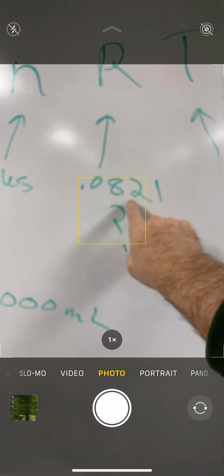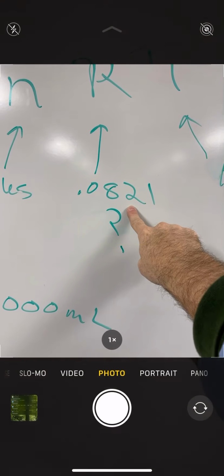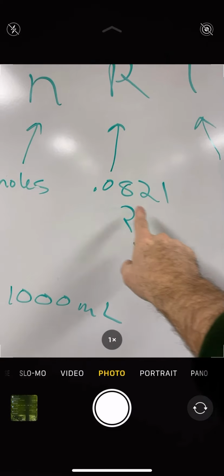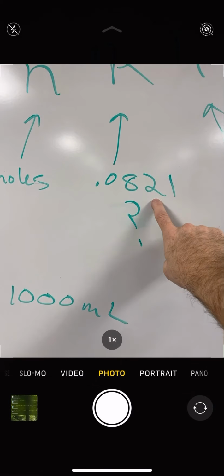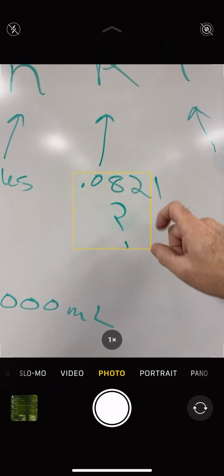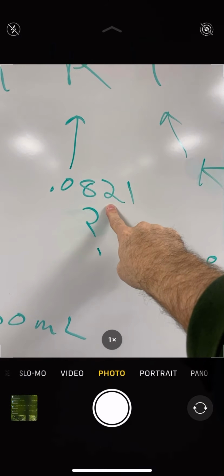R is a constant. They tell you in the book it's 0.0821. You are going to calculate this number and compare it to this known value. Right, so you're going to compare accuracy. You're going to see if you get the same answer.